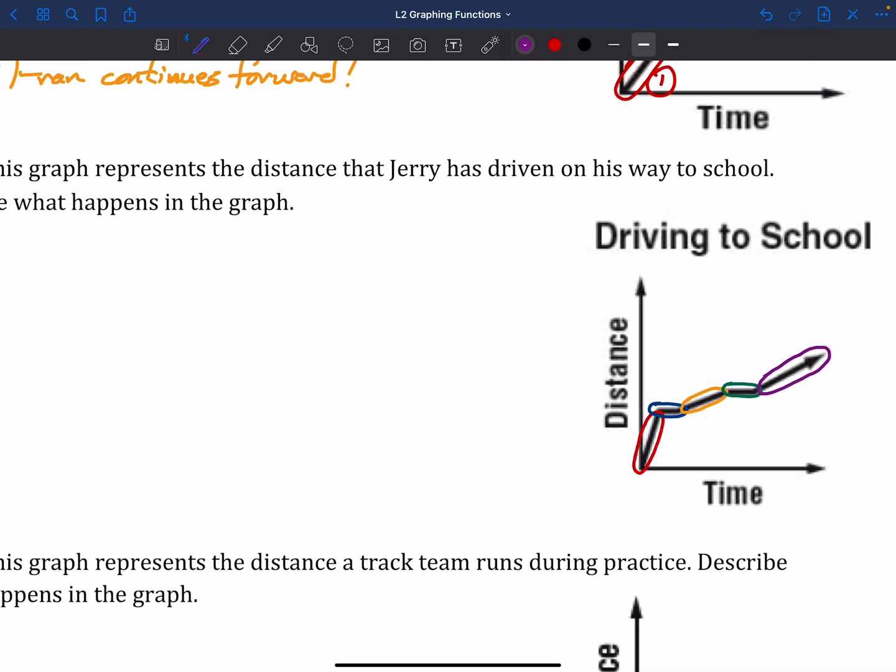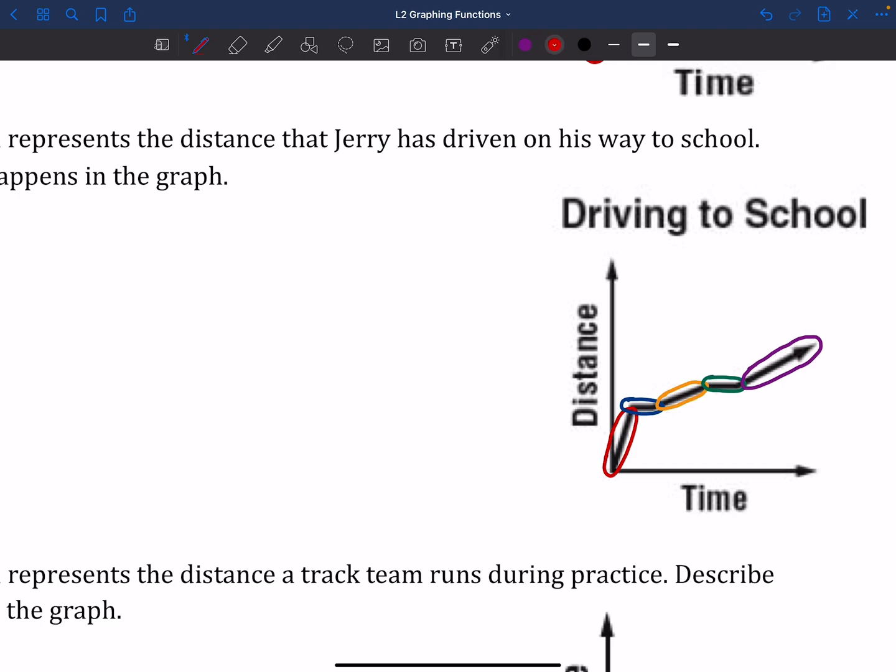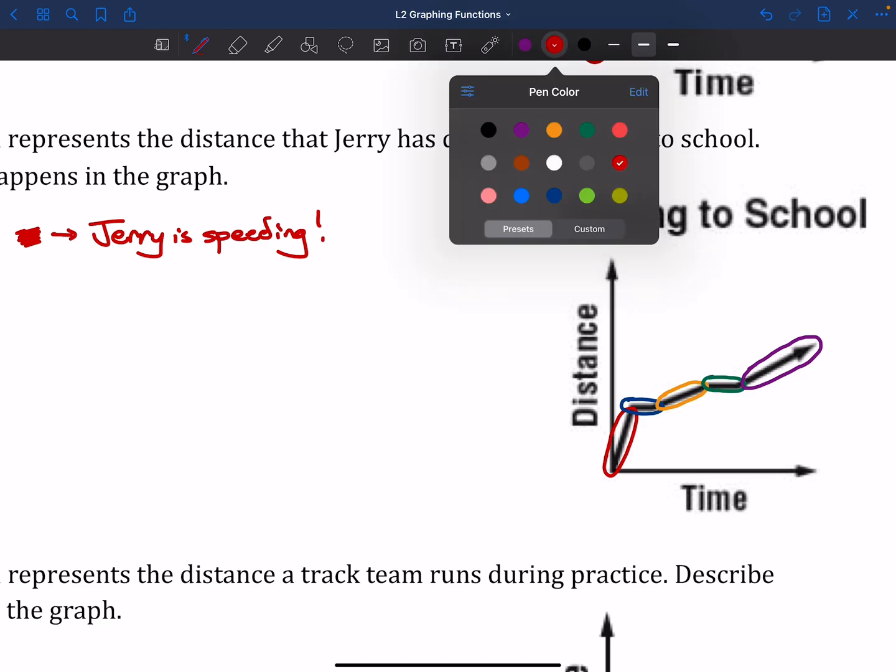So let me still be a little zoomed in, and we'll shorten our description so it'll all fit. For that red piece right at the start, piece number 1, we are covering a lot of distance in not a lot of time. So Jerry is speeding. Don't do that. When you start driving, don't speed. It's bad, especially not as fast as Jerry seems to be going. So Jerry is speeding out of his driveway, because we're covering a lot of distance in not a lot of time.